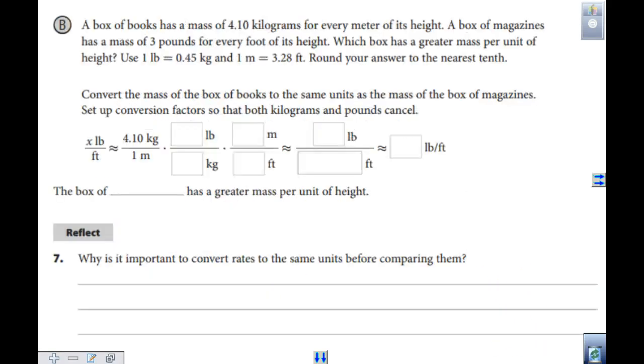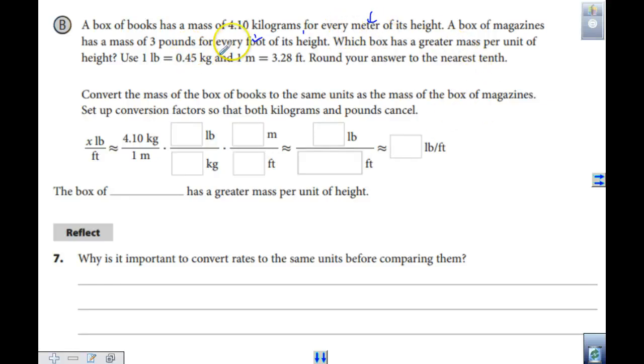All right. So here's another one that's all set up. Let's just fill this in. We're trying to convert a box of books as a mass, 4.10 kilograms for every meter of its height. Okay? You know, the box of magazines has a mass of 3 pounds for every foot in height. So you can see how this is in meters, this is in feet. That's why we need dimensional analysis. We need to get these to be the same units so we can actually compare and see, well, which one really has more mass. Right?